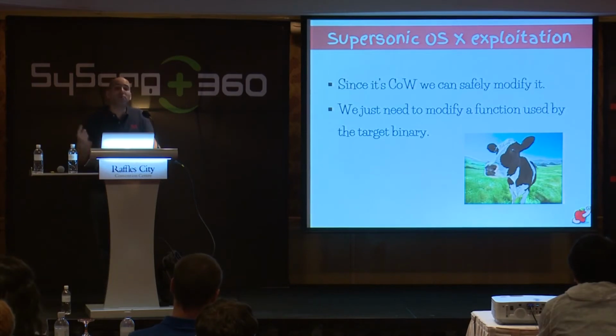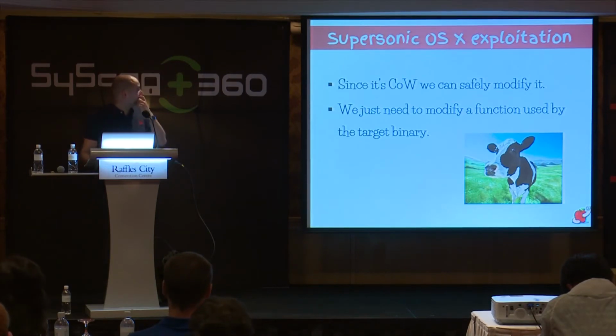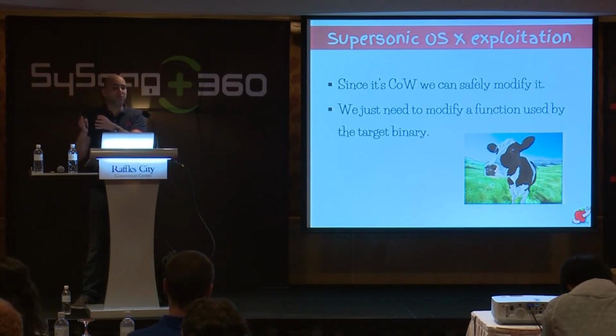It has some advantages. It is copy on write. Else you'd have like a 50 megabyte cache or whatever mapped into every process. That will not work. Copy on write is a nice technique for that. So we just need to modify a function used by that binary. And since it's copy on write, only that binary will have a different copy of this library in memory. So this is safe. We are not attacking other processes.